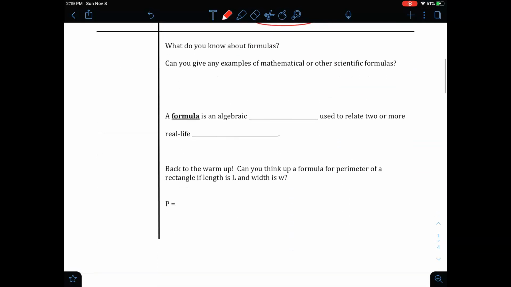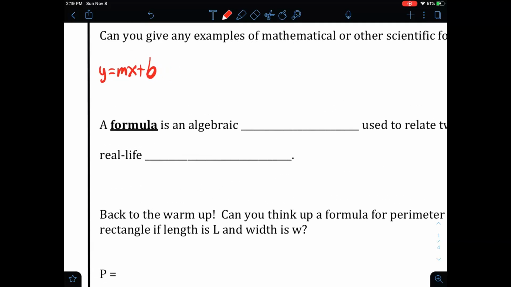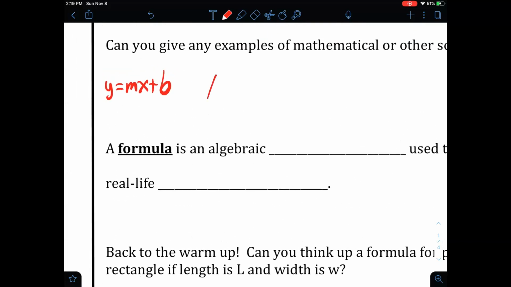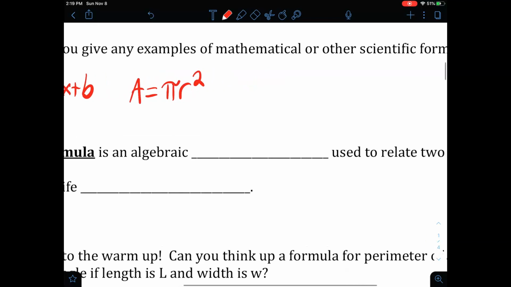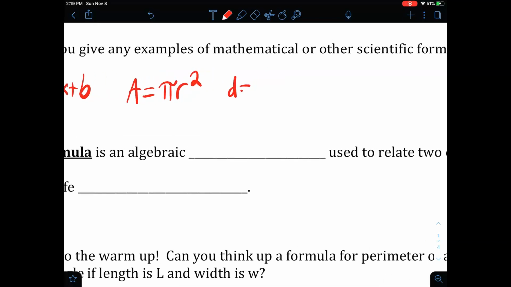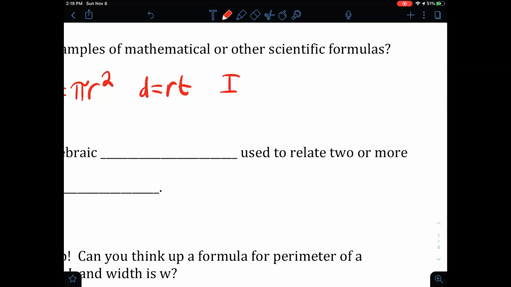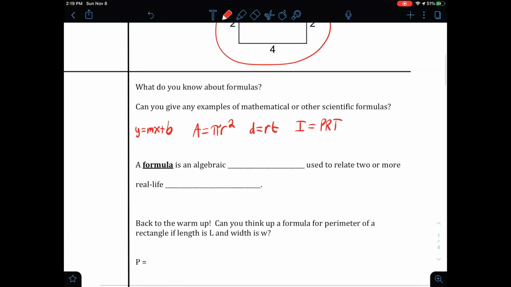All right, sounds good. So it says, what do you know about formulas? Can you give any examples of mathematical or scientific formulas? Okay, well, I'm not there to see what you guys have to say, but for example, y equals mx plus b is a formula. A equals pi r squared is a formula. Like from chapter 1, distance equals rate times time is a formula. Or another one from that chapter is I equals PRT is a formula.